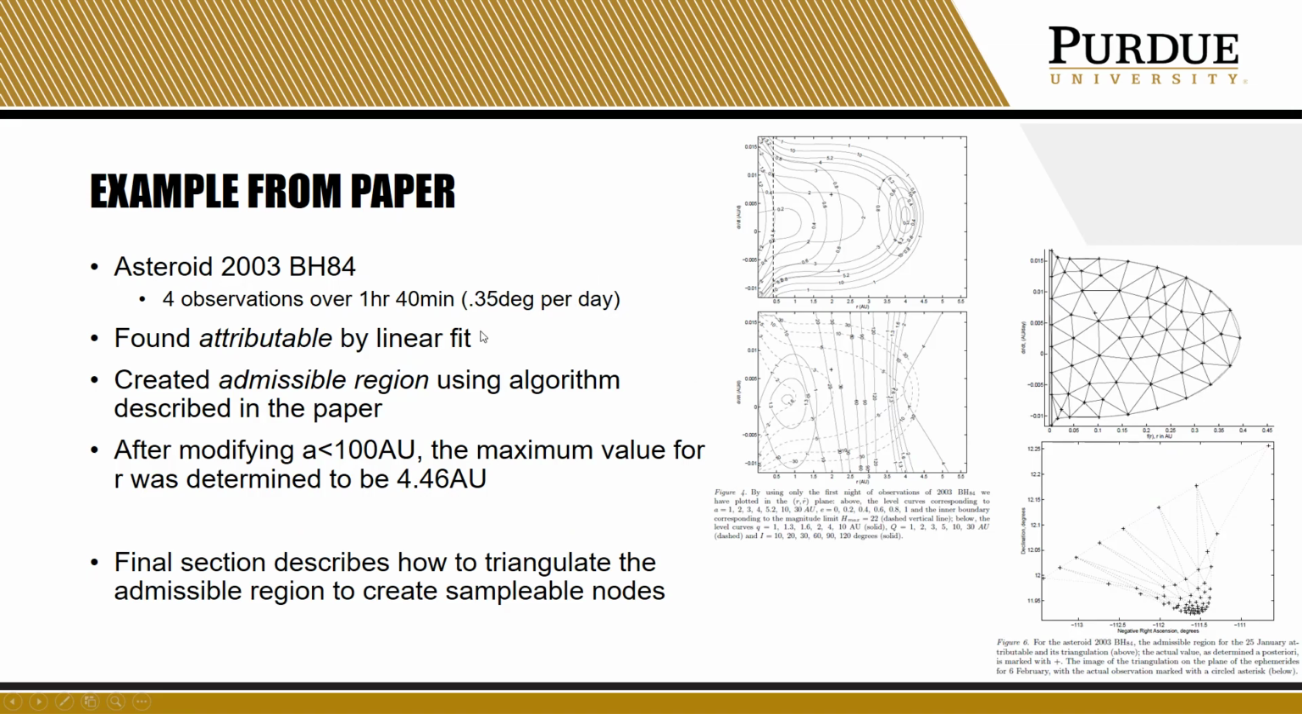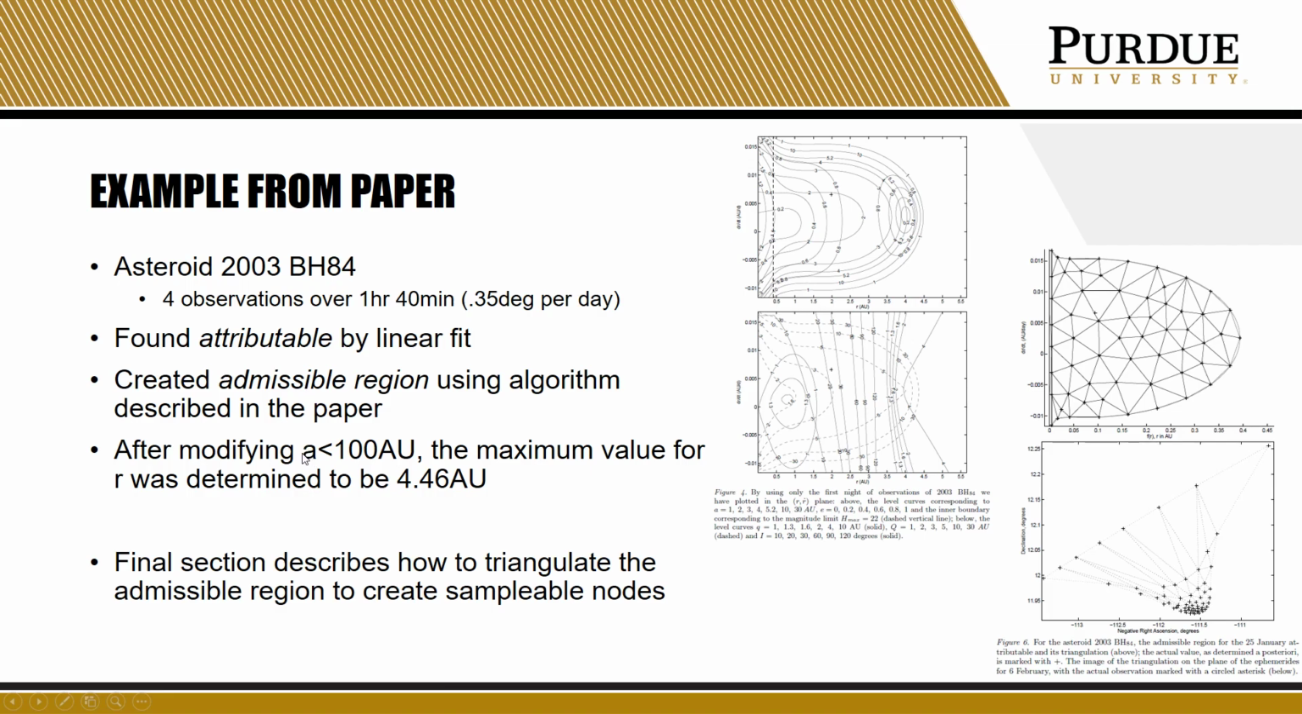So he continues on to give a specific example for the paper, which uses asteroid 2003 BH84. He uses just the first 4 observations over the hour and 40 minutes of the night that it was discovered, which resulted in a 0.35 degree per day movement. He found his attributables by a linear fit method, and then he created his admissible region using the algorithm that he described previously in the paper.